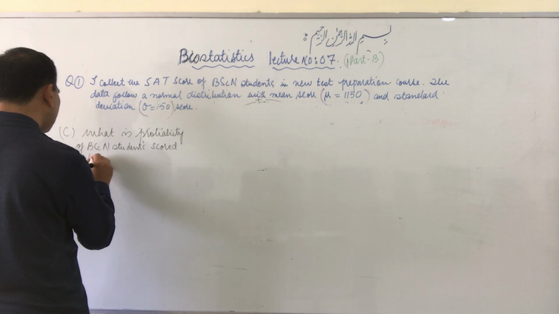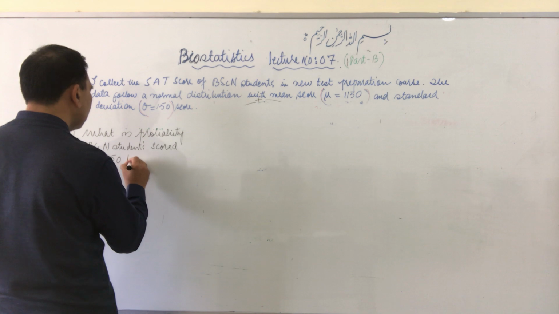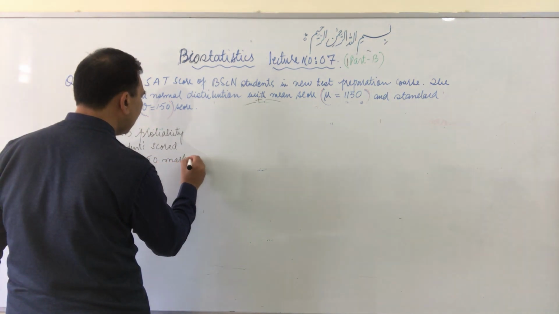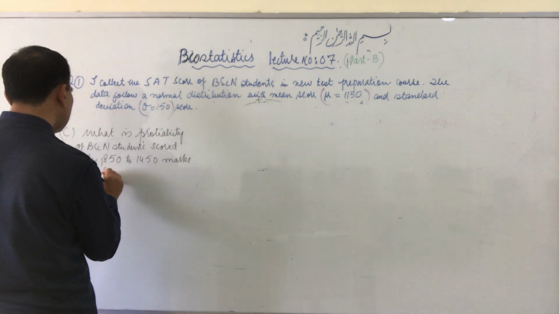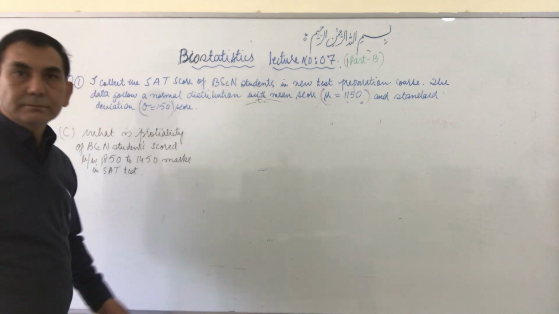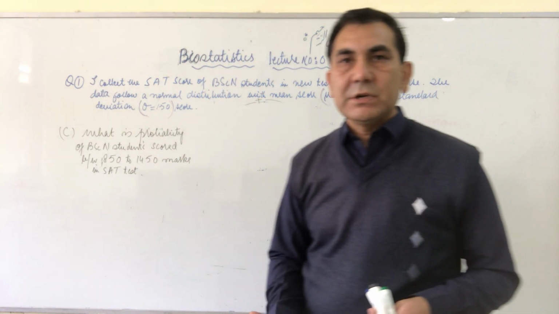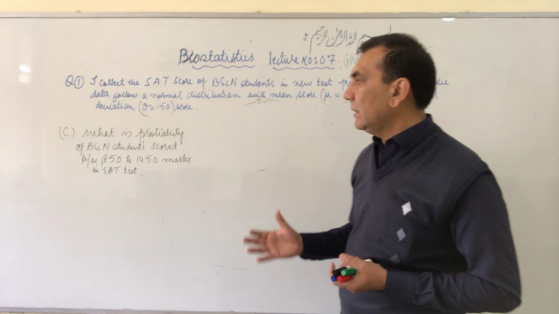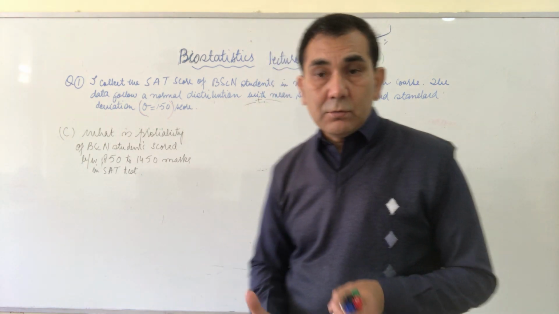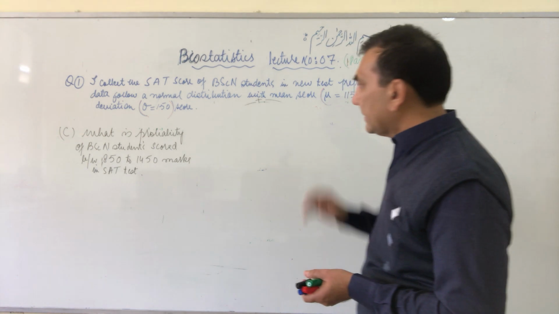between 850 to 1450 marks in state course test. Okay, and this question is asking what is the probability that the BSN student scored between 850 to 1450 marks in the state test.